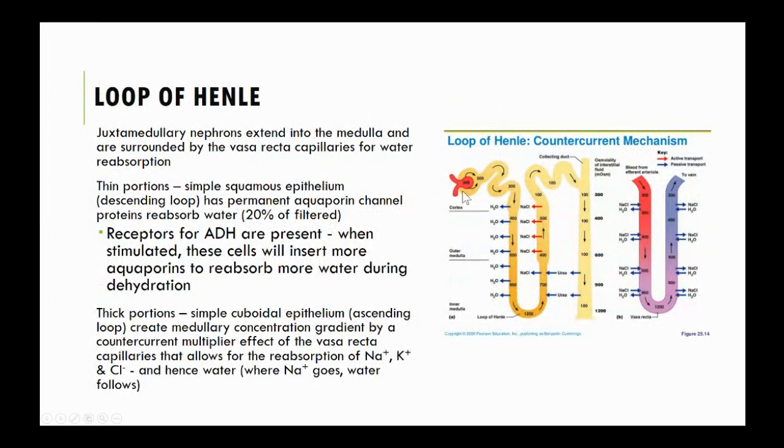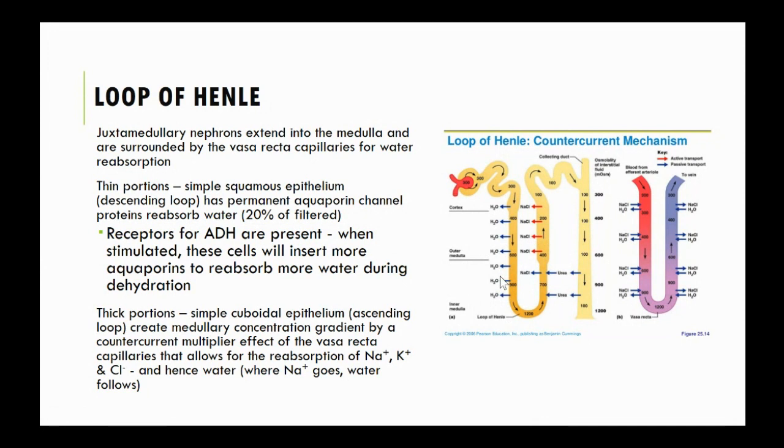Then we have the loop of Henle. We've moved from the proximal convoluted tubule down this loop of Henle. These juxtamedullary nephrons are going to extend into the medulla, which is the center area of the kidney, and they have all of these vasa recta capillaries for water reabsorption. We have some thin portions of the loop of Henle. Those thin portions, like the descending loop, have simple squamous epithelium, and they have these permanent aquaporin channels. Aquaporin is just a way for water to go through.